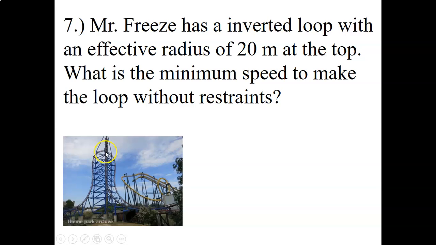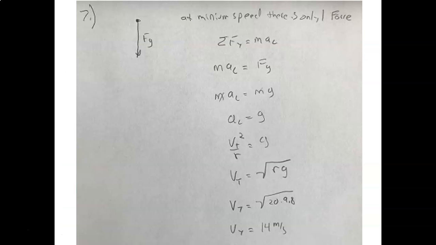If we go faster than the minimum speed, then there's a normal force between the rails and the coaster car and my body that pushes me toward the center of the circle. If I go slower, that goes slack, and I'm not in my seat. I'm kind of free floating.